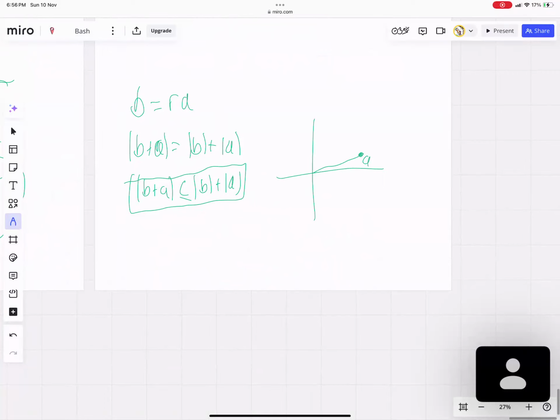But if this is the complex number A and we add B, this becomes the triangle inequality, which is exactly what Ohm said. Because the magnitude of A is the length of this, which is X, the magnitude of B is the length of this, which is Y. And if this is Z, the magnitude of A plus B, we know that X plus Y is greater than or equal to Z.